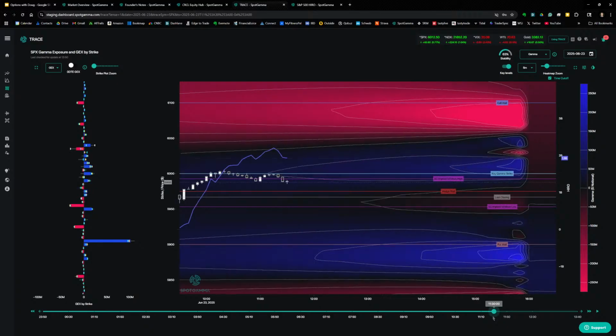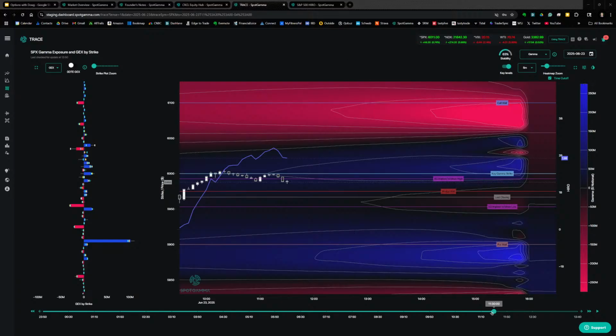Take a look at this first reversal right around 6,000 this morning. You can see SPX finding resistance right around 6,000 as it approached this positive gamma pocket. And again, remember, in positive gamma, market makers are selling strength and buying weakness.